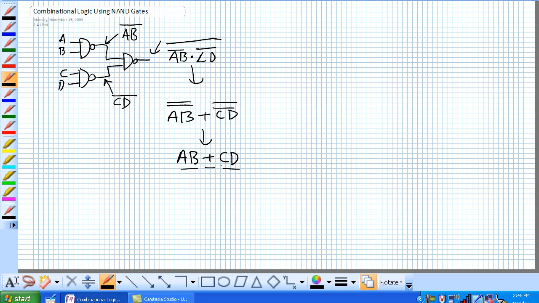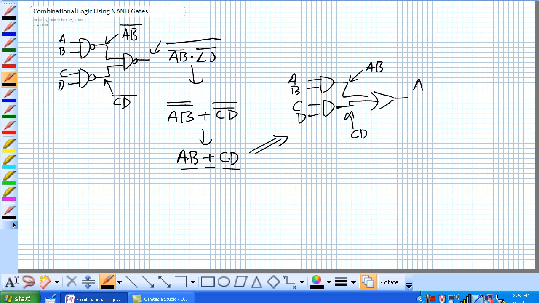Remember what I was talking about earlier in our combinational logic: what comes first? Well, multiplication comes first. This circuit can be simplified like this. So A and B, C and D, and what's coming out here? A and B or C and D. Pretty cool, huh? So that's kind of the long way around of doing it.